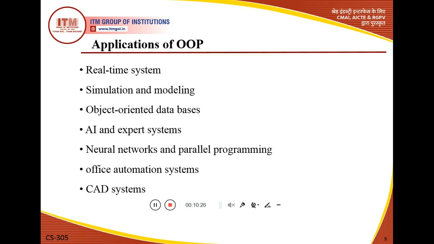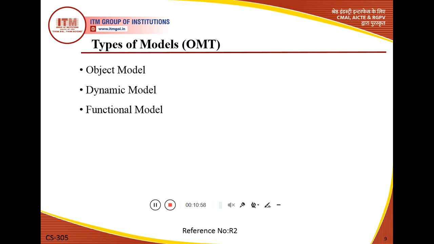Now the automation system, like office automation system, will be used for designing applications that are also related to object oriented programming. CAD system is another application. The full form of CAD is computer aided design. So if we want to create any design or any architecture, with the help of this CAD software we will generate our architecture and designing.